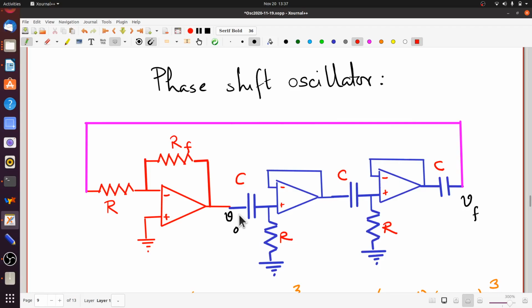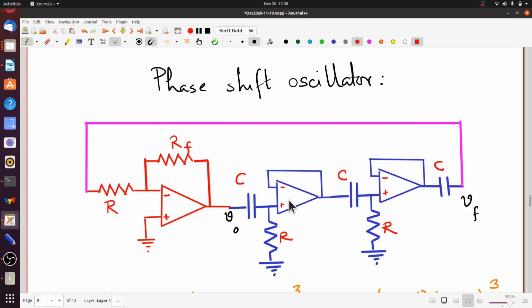And here what we have done is we have taken 3 CRs. You may not be able to see the third right now. Let's see. This is one. This is another. And the third one is this C and this R. Remember, because of the virtual ground, this point is actually at 0 volts. So this is really C and R to the ground. So you have 3 CR pieces.